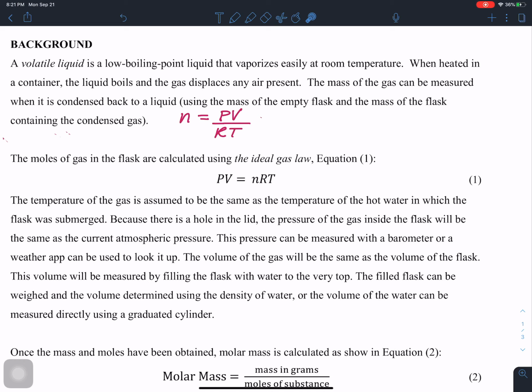Now we're going to use a 125 mL Erlenmeyer flask, but that does not mean that the entire flask has a volume of 125 milliliters. So we're going to have to determine the volume of the flask all the way to the top. We can do that in two ways. Both involve filling the flask with water to the very top. One method involves weighing the filled flask, and then you can use the density of water to determine the volume, or we can take the volume of water and measure it directly using a graduated cylinder. And that's the method that will be used in this video.